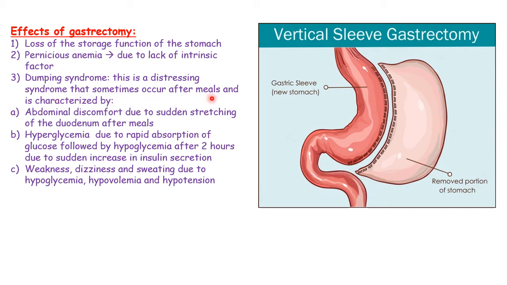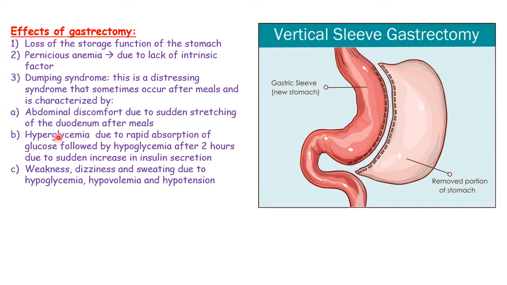After a meal, the subject is going to feel abdominal discomfort due to sudden stretching of the duodenum. The duodenum capacity is very low, so when you put a large amount of meals, and these meals go directly from the stomach to the duodenum, the duodenum is going to produce abdominal discomfort as a result of its distension.